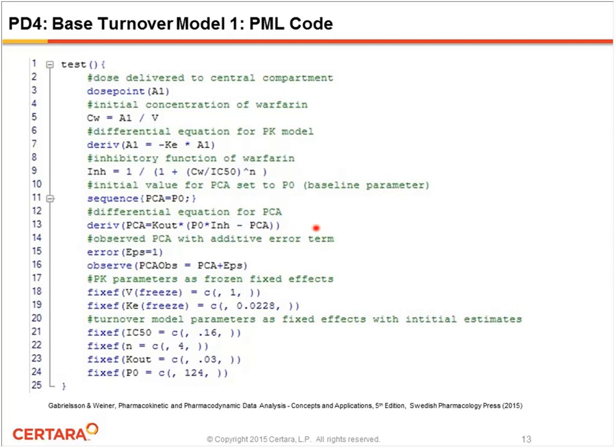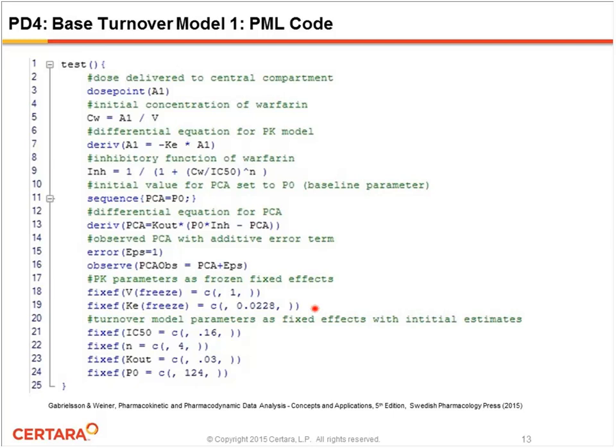The next segment contains the observation. So this is observed PCA with additive error term. So PCA obs equals PCA plus epsilon. The PK parameters for warfarin will be declared as frozen fixed effects. So that's where we have the fixed effect, the name of the parameter, volume, and KE. We use the freeze statement to say that these values will be constant. So for V we have 1, KE 0.0228.